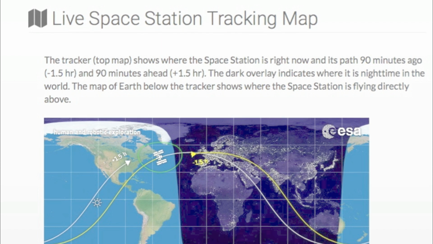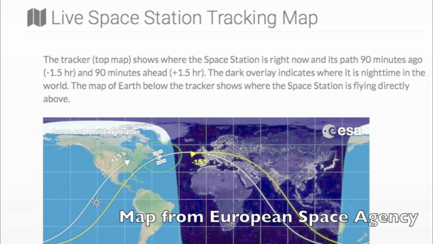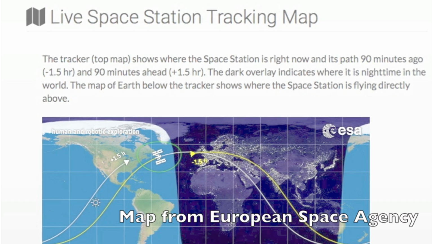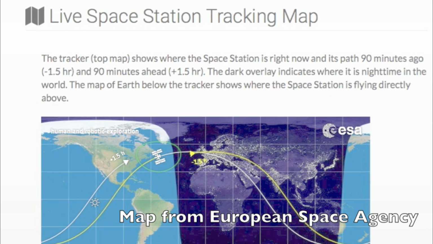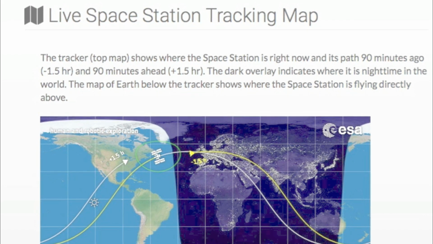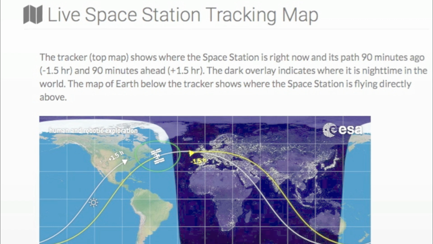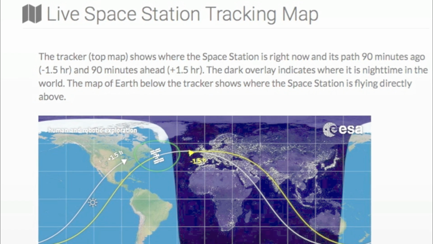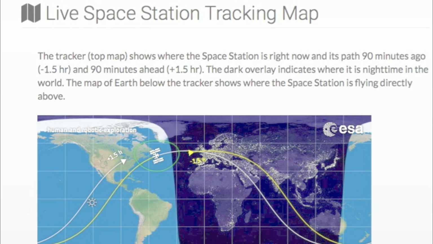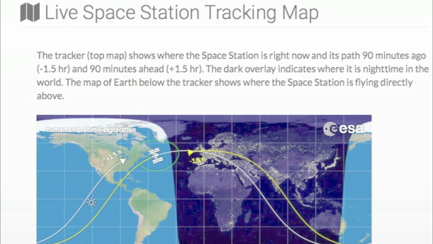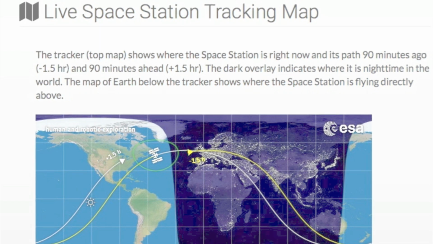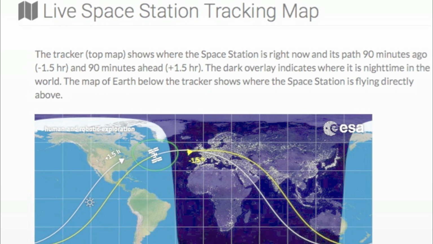This map and this page, these are all official NASA pages and NASA connected pages, show the path of the space station as it travels up and down our world. So it goes up, it shows about an hour and a half ahead of time and an hour and a half behind. So you can always see where the ISS has been and where it's going, which is very awesome because you divide that by 24 and you get 16, which will come in handy later.